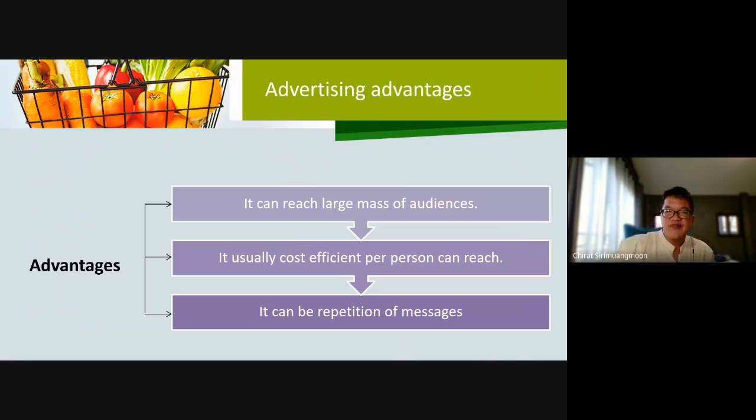What are the good things of advertising? It reaches mass consumers, a mass audience, and it's usually cost efficient per person that you can reach, because you send it one time and it goes to many people. Also there can be repetition of the message. You can relaunch, you can represent it in just one media.